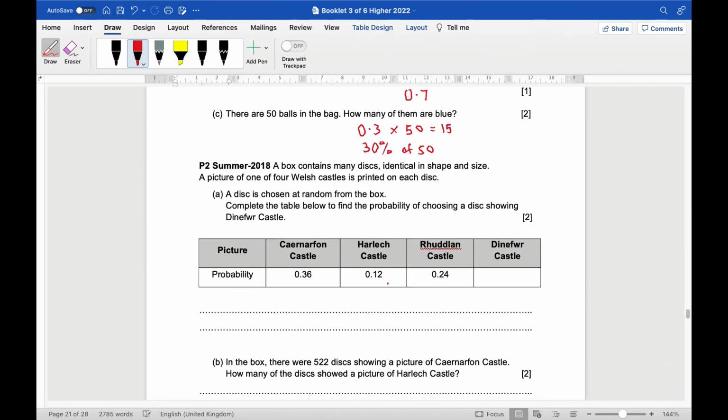Again, it's almost like a branch of a tree diagram, but with a missing branch, okay? Add up what we know, 0.48, 0.72 they add up to. So the missing one is 1 take away that, which is 0.28.